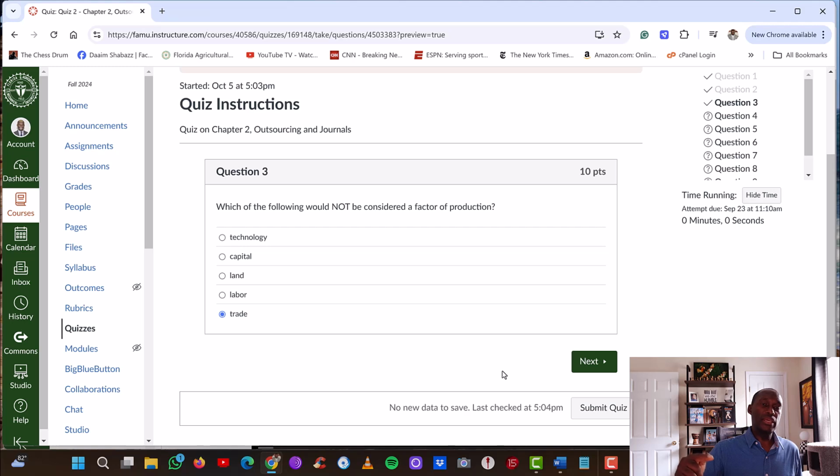It may be a result. Trade may come about as a result of factors of production. You have your factors of production, you produce something, then you trade it, but trade is not a factor of production.